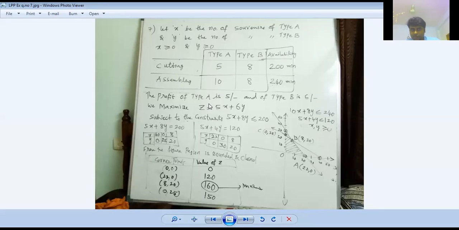Okay. So what is the profit of type A? 5 rupees. Type B 6 rupees. So we have to maximize Z = 5x plus 6y. Correct. So the constraints here I wrote. 10x plus 8y less than or equal to 240. I can take 2 common. 5x plus 4y less than or equal to 120. Here the first inequality I can write as 5x plus 8y less than or equal to 200.